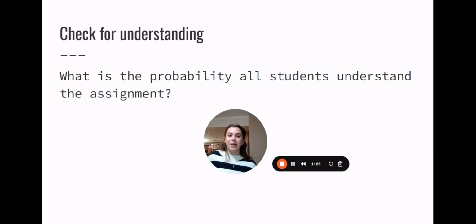So just to check for understanding, I'd ask a few different questions, but I think something fun we could do is, what is the probability that all students will understand this assignment? We could count all the kids in the classroom, and for example, if there's 20 kids, we would say the probability of this is 1 out of 20. So yeah, and then we would move on to a more hands-on lesson, such as the one I turned in for Chapter 16.